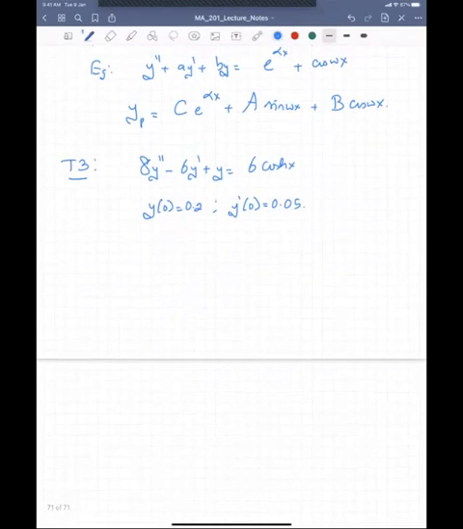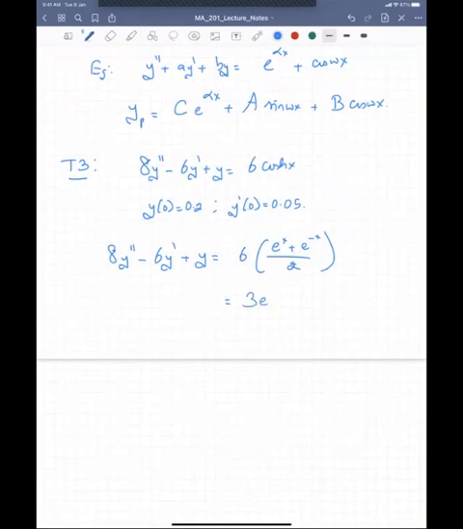So notice that the differential equation can be written as 8y double prime minus 6y prime plus y is 6 times e to the x plus e to the minus x over 2. That is after all what cosine hyperbolic is. So this is basically 3 e to the x plus 3 e to the minus x. So it's a linear combination of e to the x and e to the minus x.